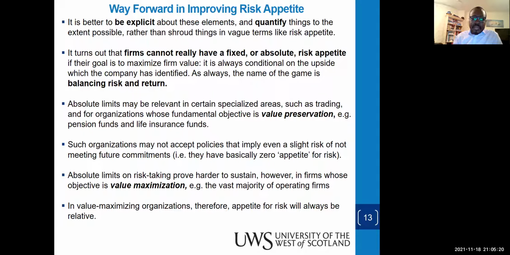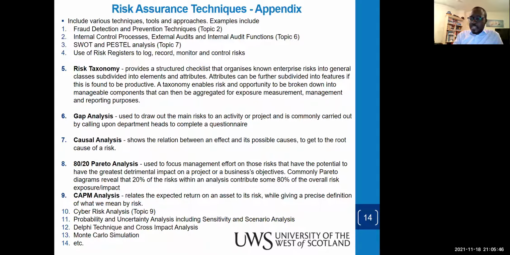And again, absolute limits on risk taking prove harder to sustain. However, firms whose objective is value maximization, they can also consider this. Okay, they can take this. In value maximizing firms, risk appetite for risk will be relative, not absolute. Okay, so we always try to quantify them in percentage terms using some percentage metrics.